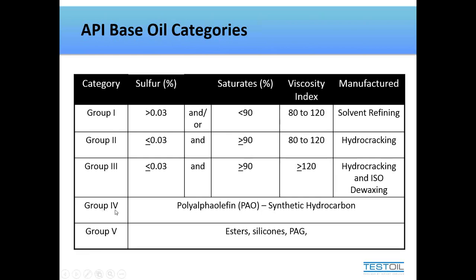And you come down here to your group 4s and your group 5s. These will be like your synthetics. You've got your PAOs, synthetic hydrocarbons, and you also have your group 5 oils: esters, the silicones, and the PAG oils. And these will be your most expensive oils, your highest engineered oils for extreme conditions and particular conditions.